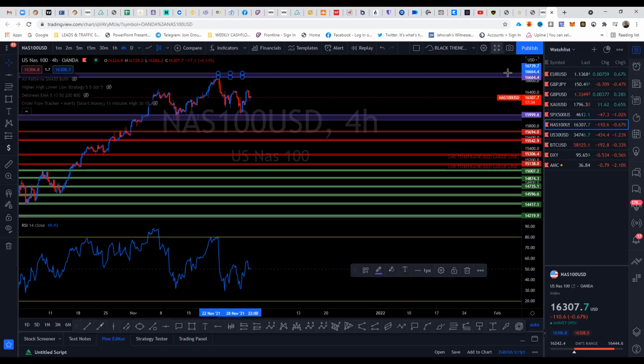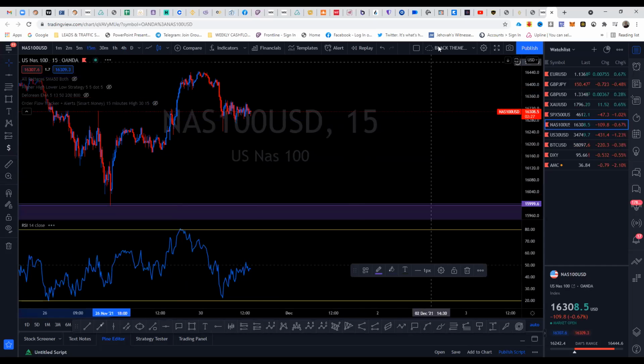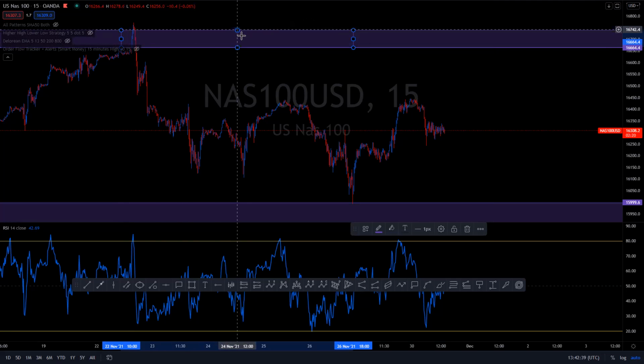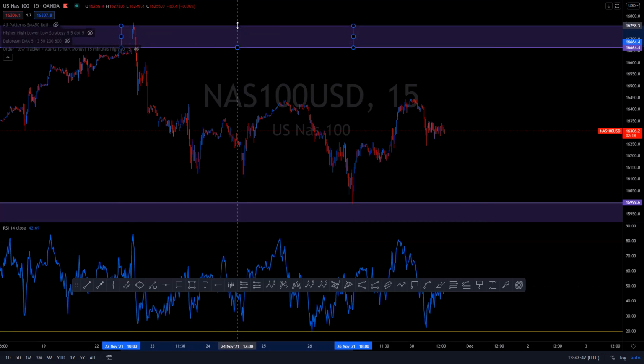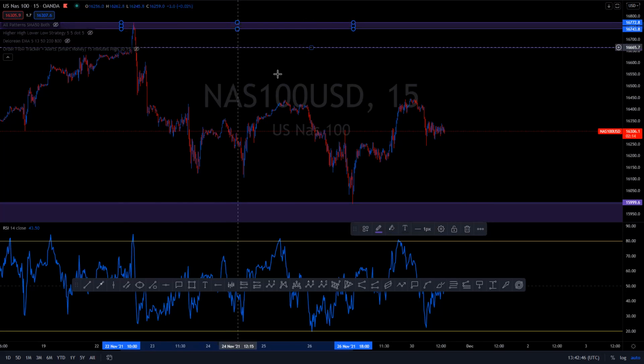All right, so now that we did that, we did the first step. Now we're going to go back to the 15-minute. As you can see, everything lines up perfectly with our zones. Matter of fact, I'm going to make these zones a lot thinner now.